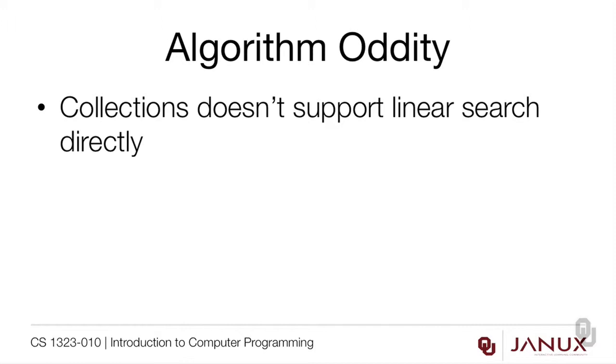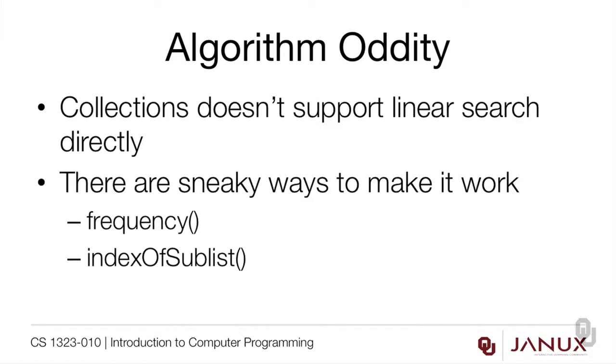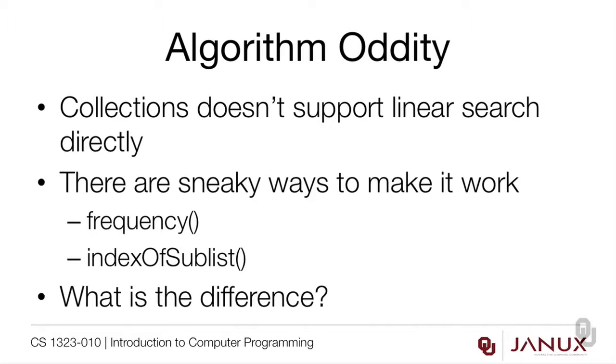Now, one of the tricks to using classes like Collections is to be clever about how to reuse these methods in various interesting ways. Although, by the way, if I had written this class, it would certainly have a contains method. So with frequency and indexOfSubList, we're going to have to be a little tricky to make it work. And we might want to think about what would be the difference. Well, with frequency, we're going to find out whether the object is there or not, but we're not going to find out where it is. On the other hand, with indexOfSubList, we're going to find out where it is.